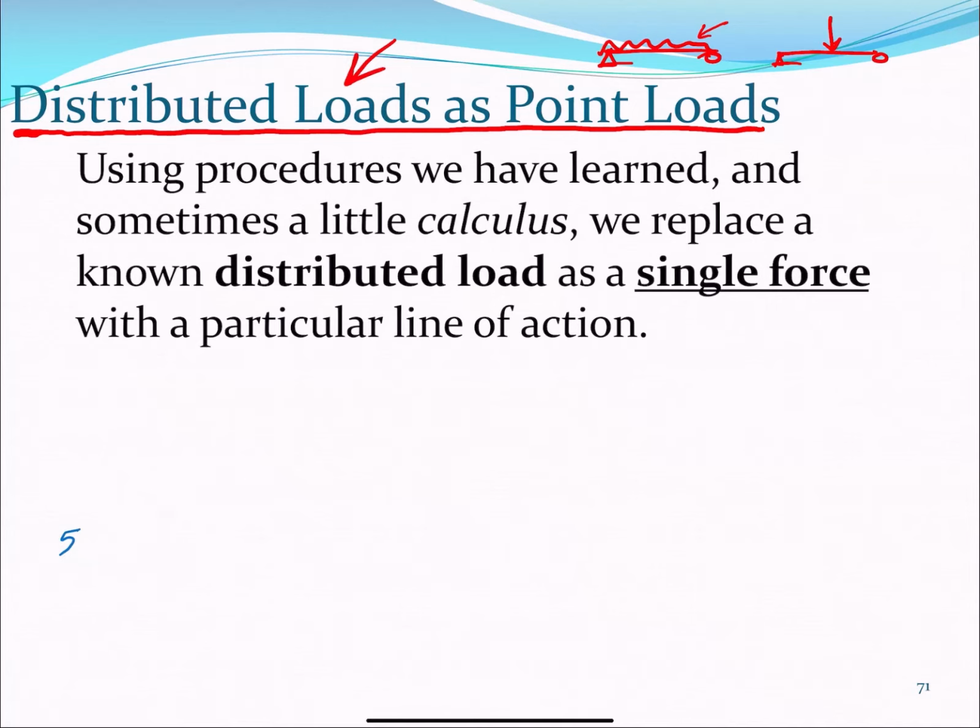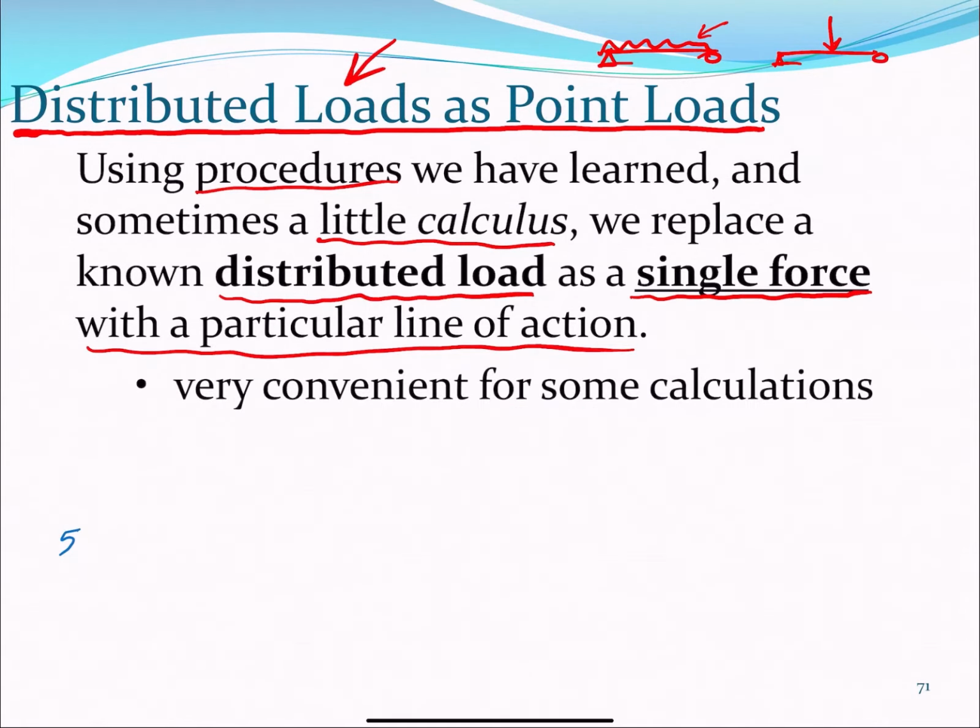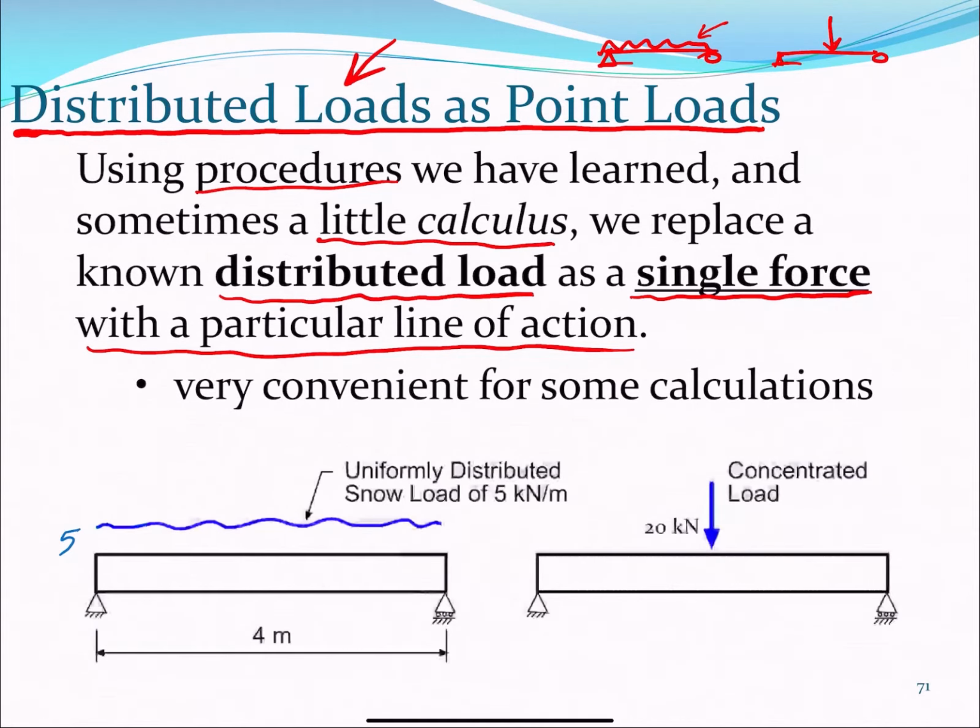So the good thing is that using the methods and procedures we have learned, and sometimes a little calculus, don't be scared, it's easy calculus, we replace a known distributed load with a single force with a particular line of action. This will make things very convenient for some calculations. For example, this one in which we have a uniform load, in this case snow, acting on this beam, and then we can replace that by a concentrated load. One thing you can notice here is that getting the magnitude of the point load is usually not a problem.